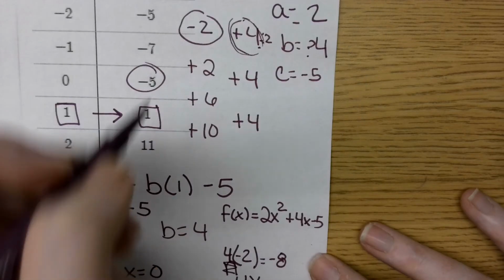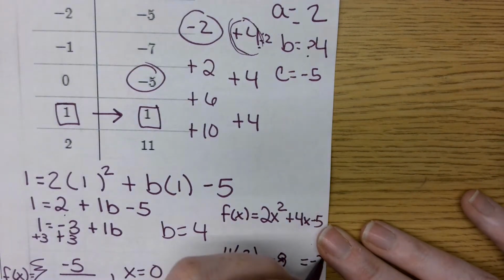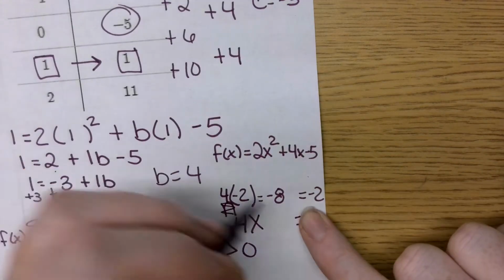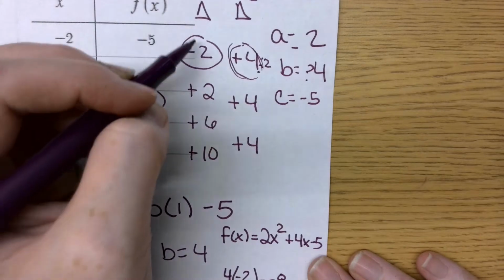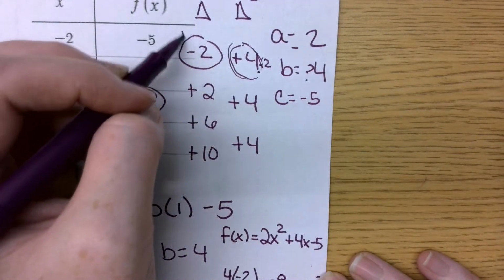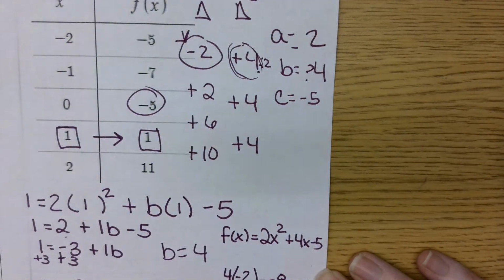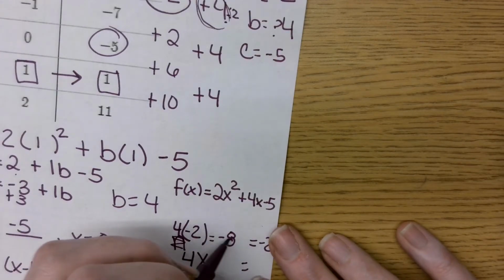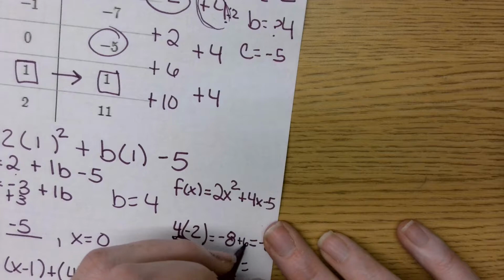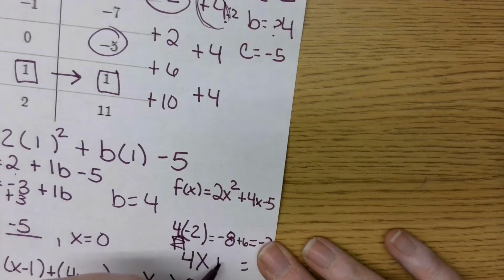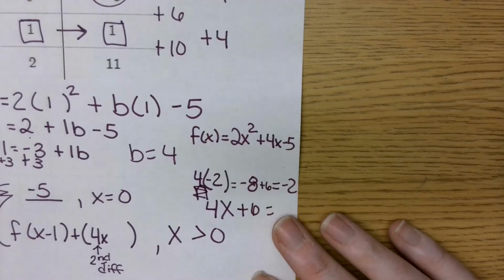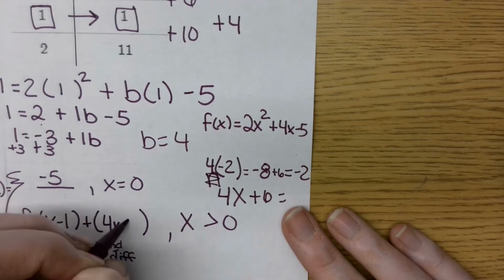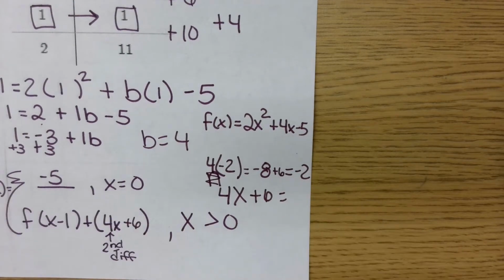But I need to get it to -2, okay? So what do I need to add? I need to get it to -2 because that's my first change. What do I need to add to that 8 to get it to -2? And that is going to be +6, okay? So it's going to be 4x plus 6. And that is what's going to go right here, okay?